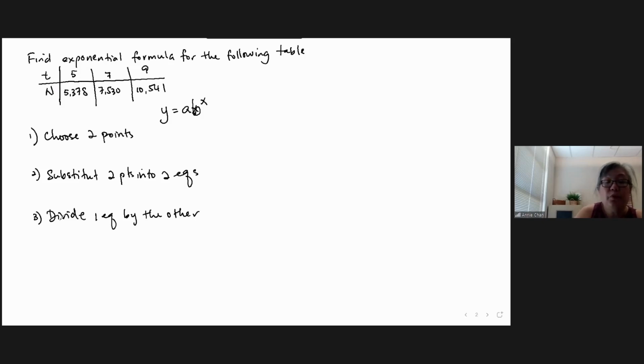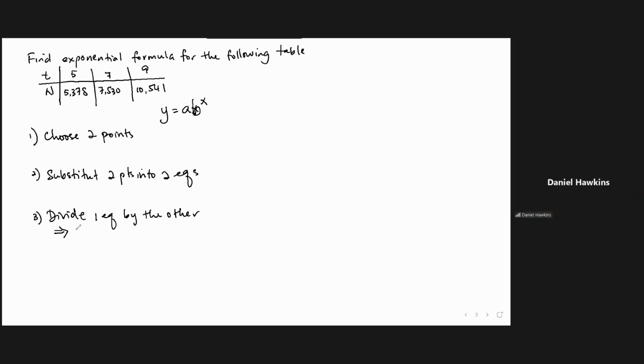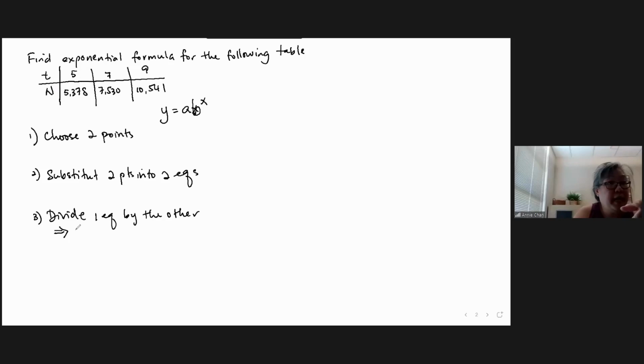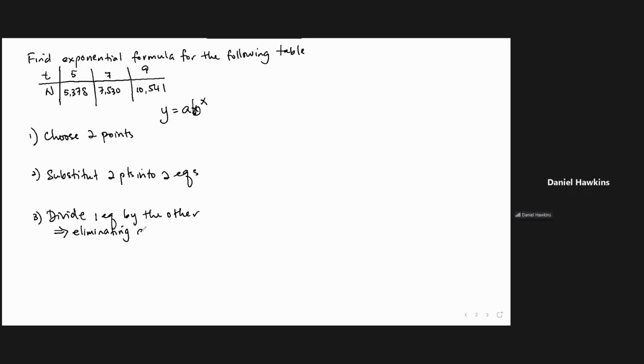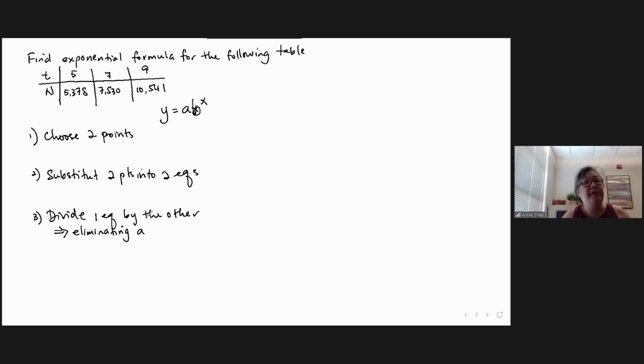By doing so, what do I achieve? You solve for either A or B. No, you won't get to solve for A. By dividing it, you're actually eliminating A. It has to be B. You always find B first because B has the exponent. So you eliminate A, and then you solve for B.